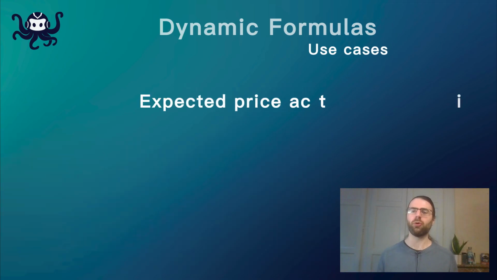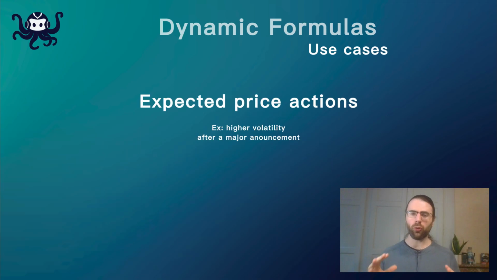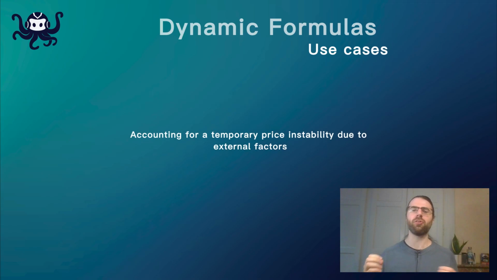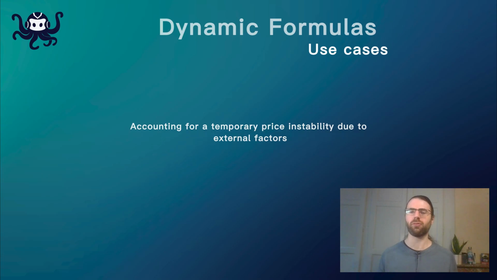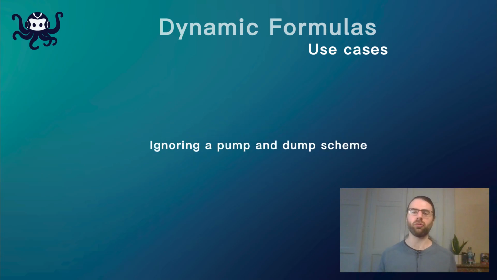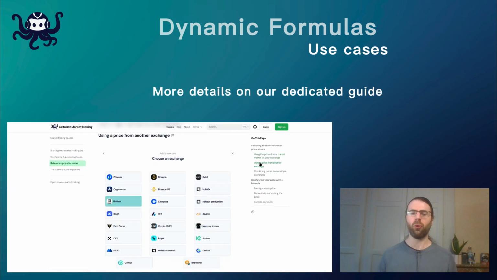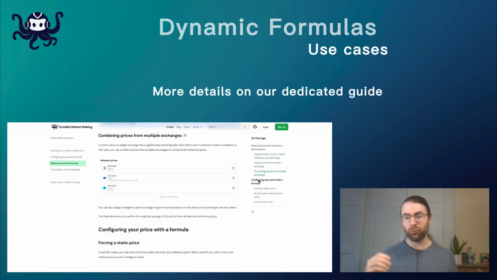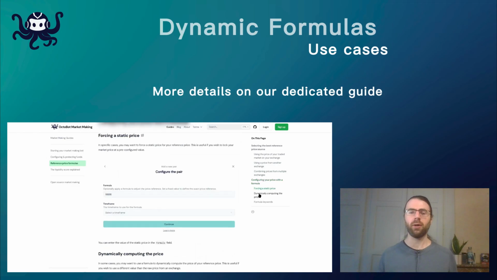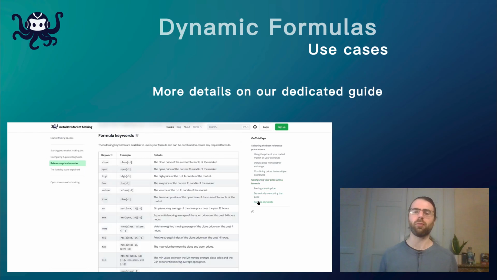Another use case is when a project expects a price increase. Then, shifting the order book slightly upwards gives more room for upward price discovery. This is just the tip of the iceberg. There are tons of use cases possible with the formula system, and we are adding new keywords on a regular basis, so it's only getting better. If you want to know more about dynamic formulas and view the keywords list, check out our guide. I added a link to it in the description of this video.